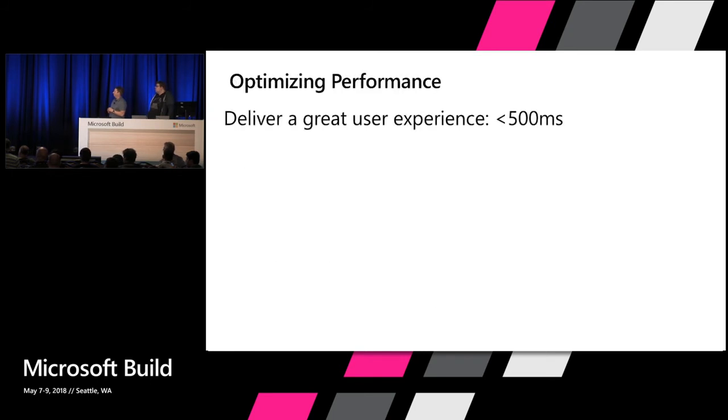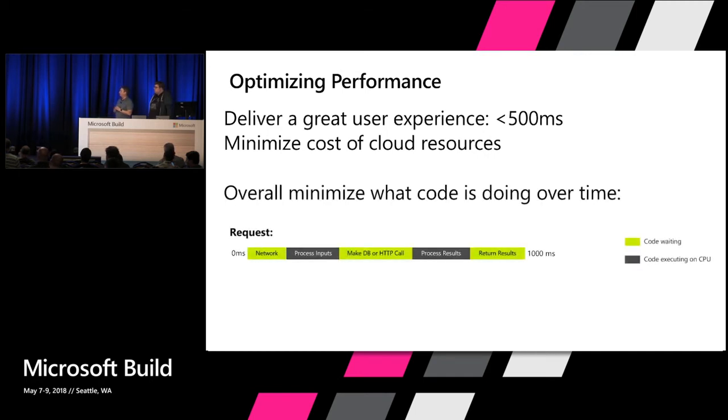Also, what are some techniques that we have? Let's think about a scenario where we want to just deliver on a great experience. So if it's a front end, or maybe a web API, I definitely want sub-second, sub-half second, sometimes down to the tens of milliseconds. Time is money, so I want to reduce all costs associated with resources, and I want to minimize what code is doing over time.